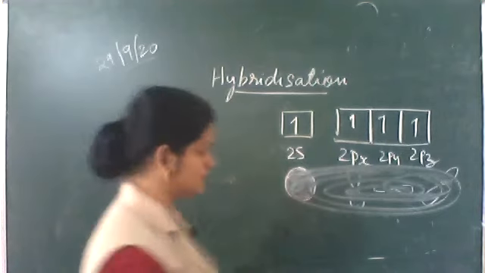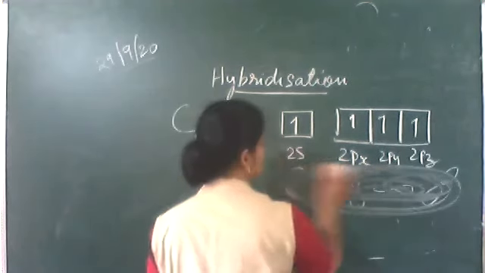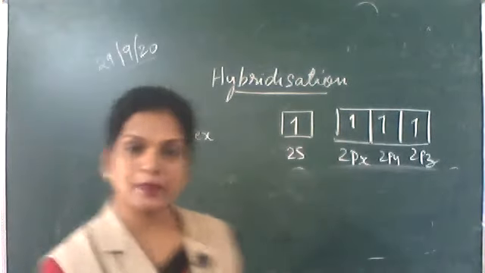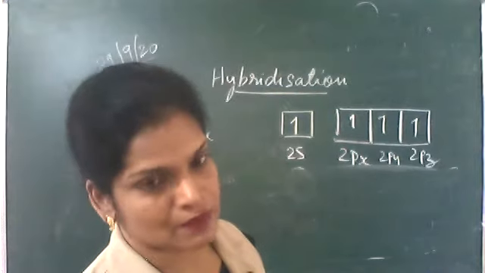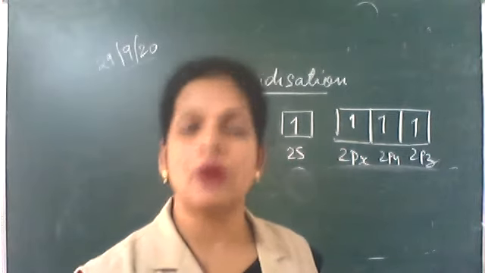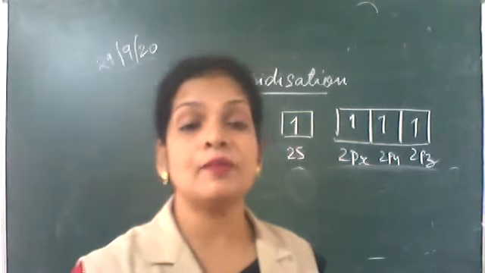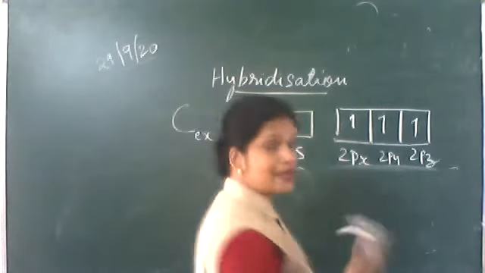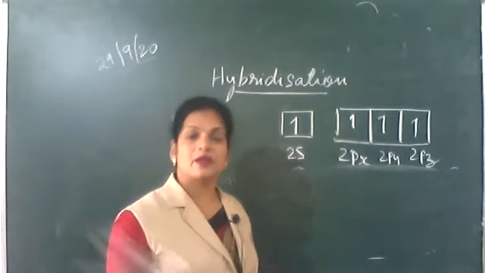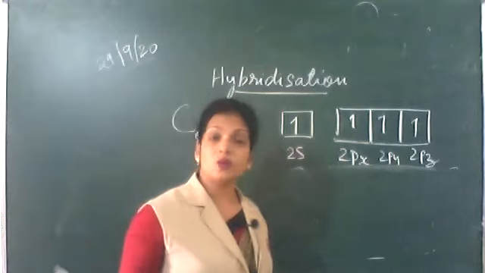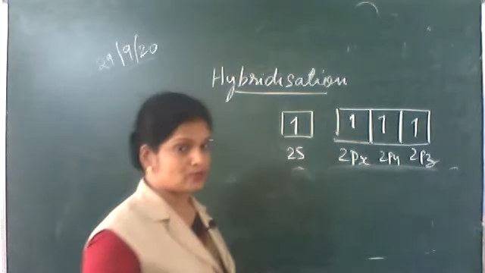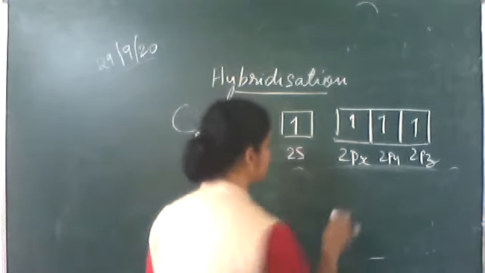Now, after intermixing, you will be getting what? 4 new orbitals. If 4 orbitals are taking part in this intermixing, 4 new orbitals will be coming. If 5 orbitals are taking part, 5 new orbitals are coming. That's why we say equal number of orbitals of equivalent energy. All are having the same energy. Previously 2s had lower energy. Now all are having same energy, equivalent energy and identical shape.